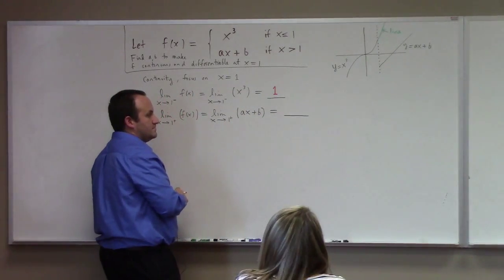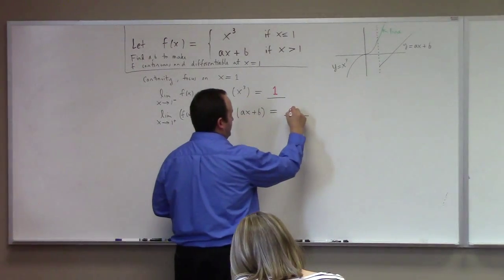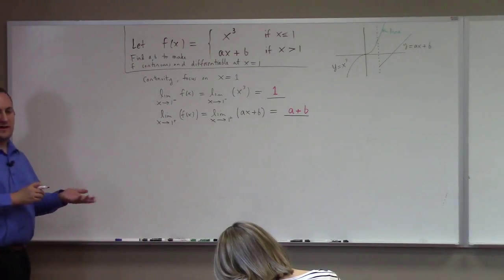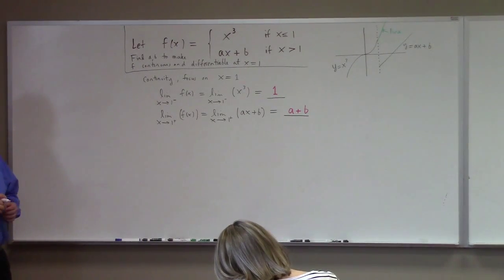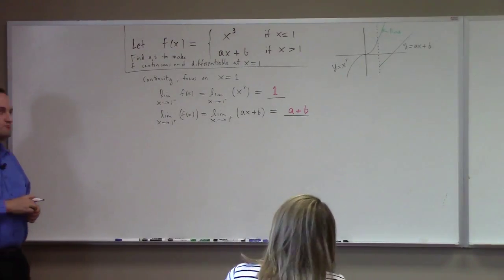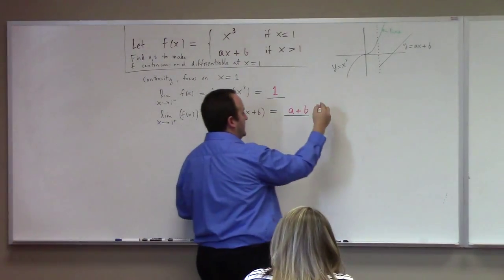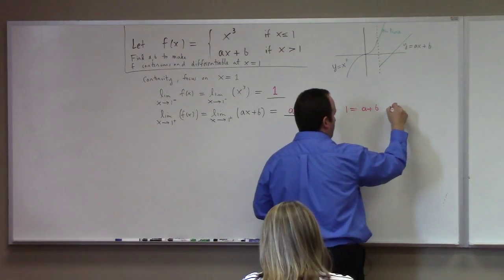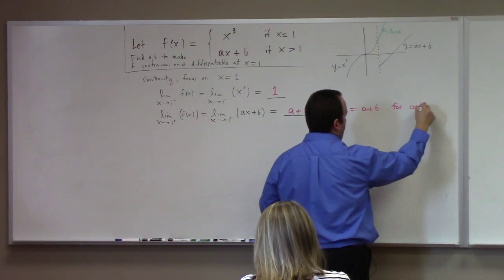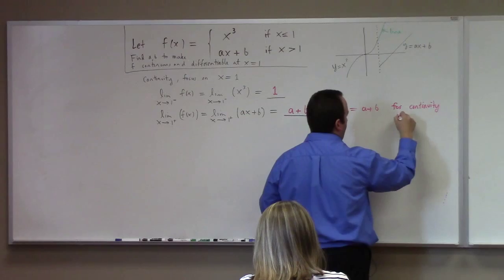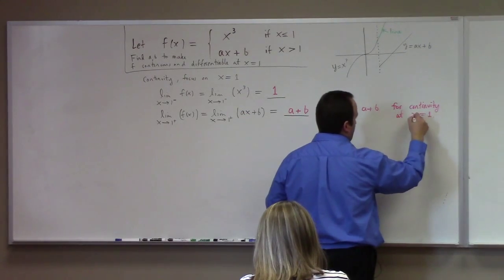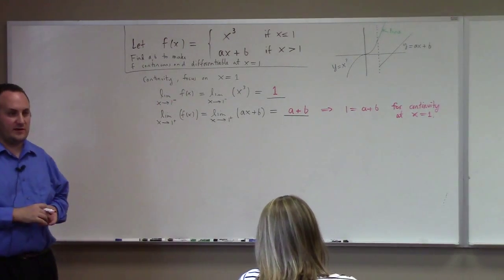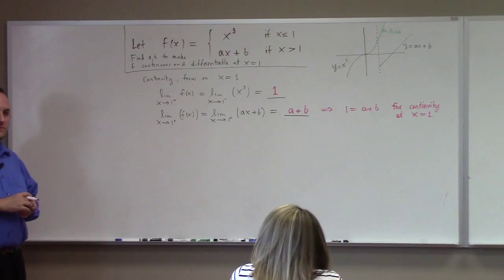And a plus b, right? x is equal to 1, so you just plug in 1 and get a plus b. We can do that because it makes sense. If I had done this and got division by 0, then I'd have to do more calculation. So these have to be equal, right? So 1 is equal to a plus b for continuity at 1. Does that make sense? Now, that doesn't tell me what a or b is, but at least it gives me a nice, simple, linear equation I can use. All right? So what's next?